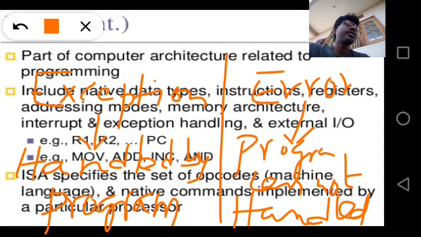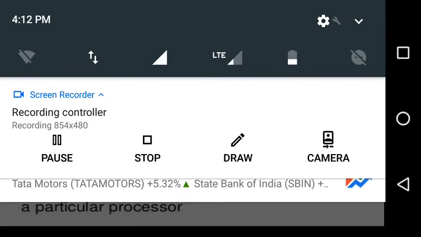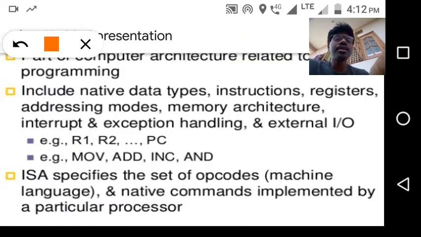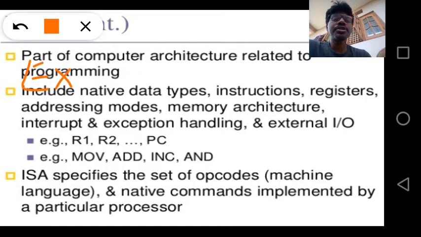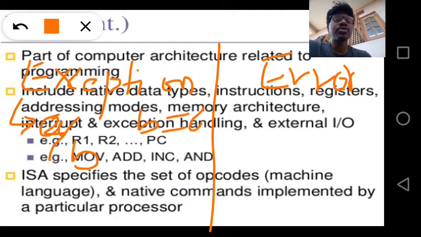Program cannot be handled. This is called exception handling and this is called error. An example for exception and an example for error. Example for exception is, let's assume A by B, but before that B got 0.